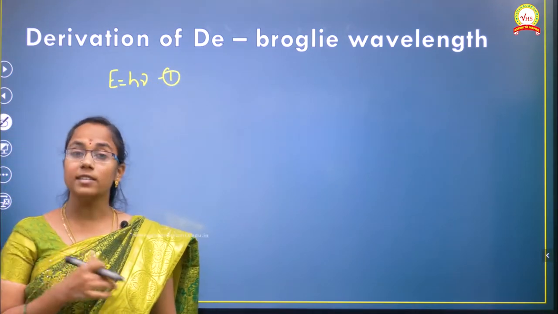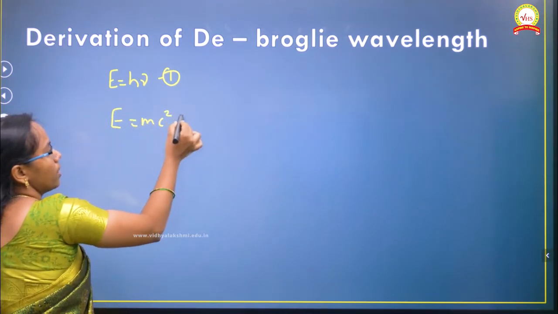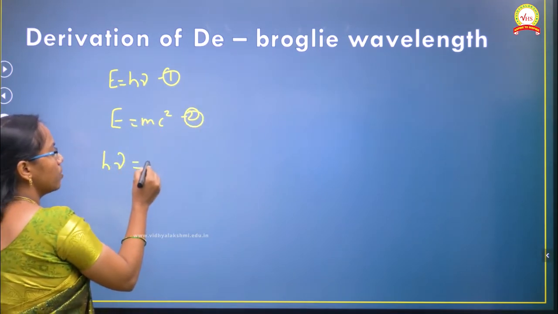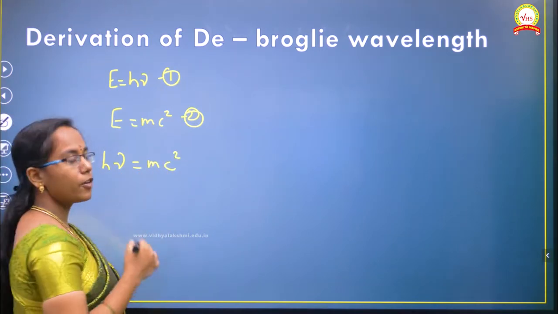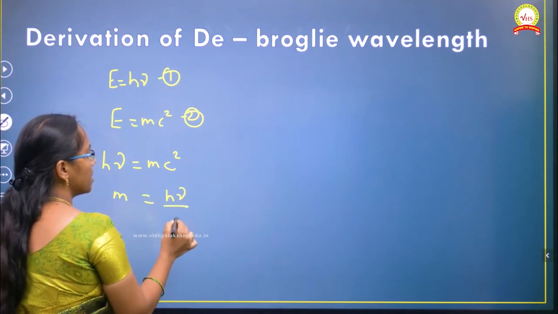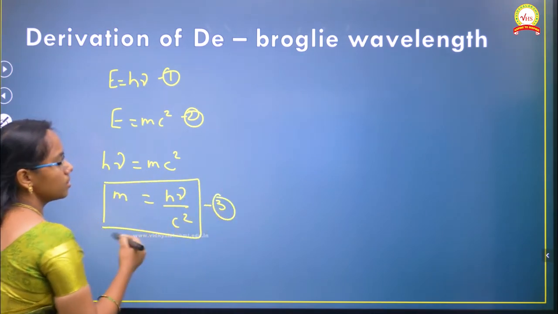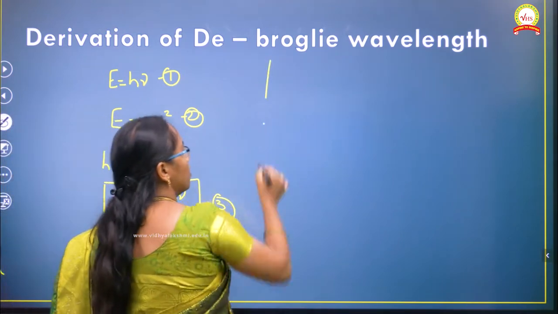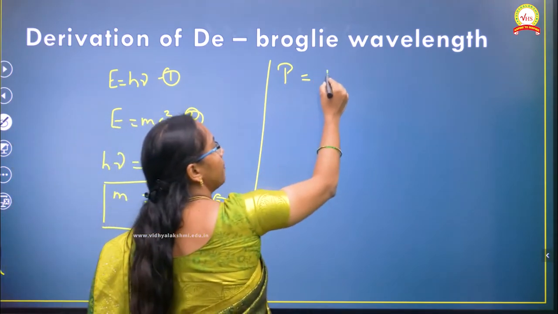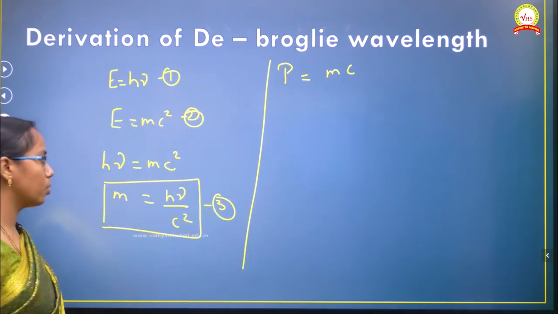As per Einstein's mass-energy relation, we know E is equal to mc square. We are going to equate these two relations. h nu will be equal to mc square. From here I want a formula for mass, so m can be written as h nu by c square. So I have got the equation for mass, h nu by c square. What is linear momentum? We know it is the product of mass and velocity, m into velocity. Velocity I am going to call c, the speed of light.